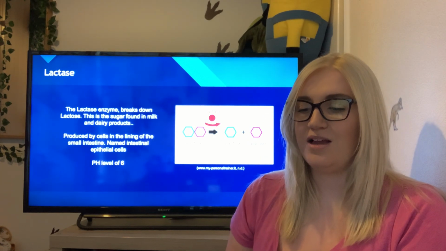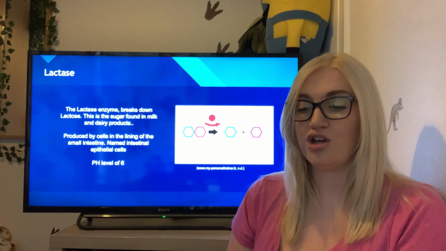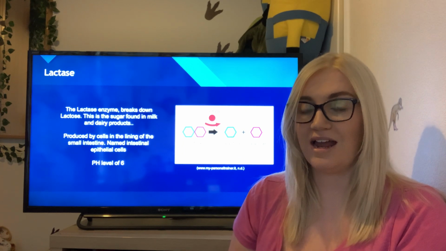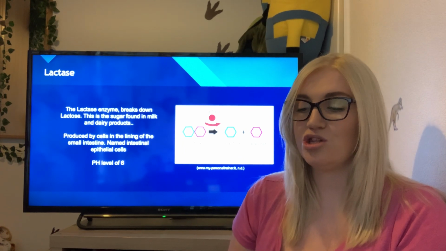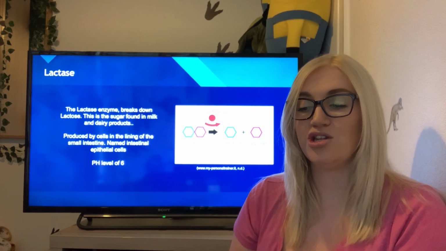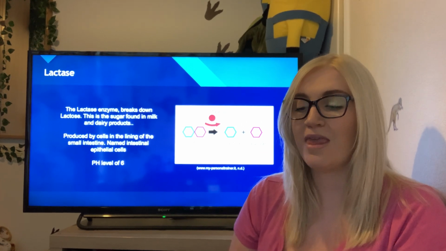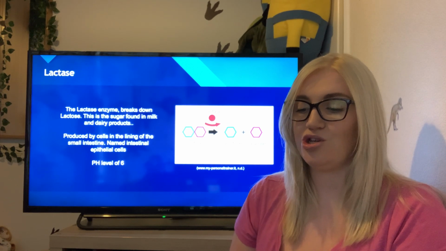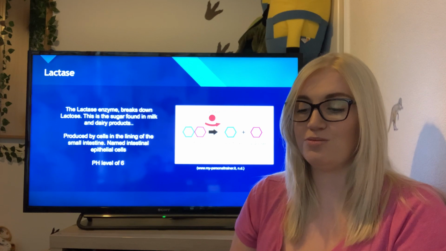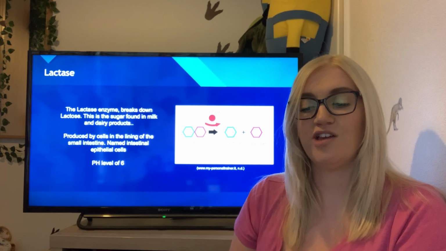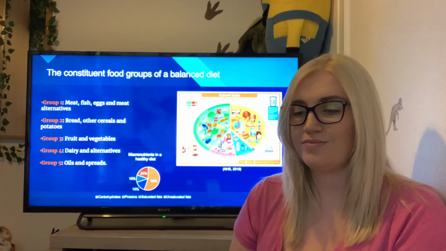The lactase enzyme breaks down lactose. This is the sugar found in milk and dairy products, and it breaks it down into two sugars, glucose and galactose. People who are lactose intolerant are not able to digest the sugar in milk easily. This can be very uncomfortable, leading to stomach cramps, gas and diarrhoea. This also can be found in a lot of babies who have colic. Lactase is produced by the cells in the lining of the small intestine, named intestinal epithelial cells, and the optimal pH level for lactase is 6.